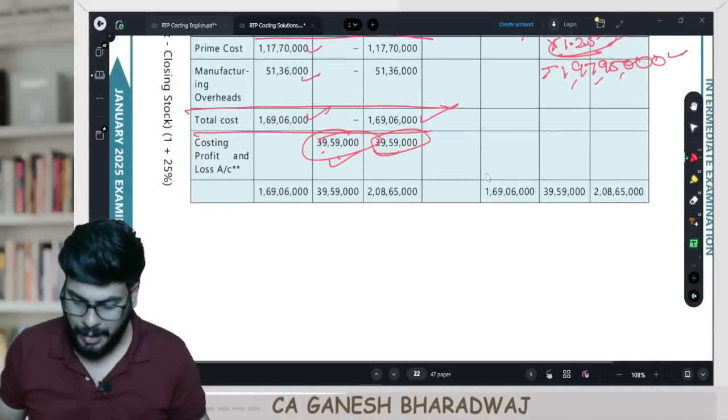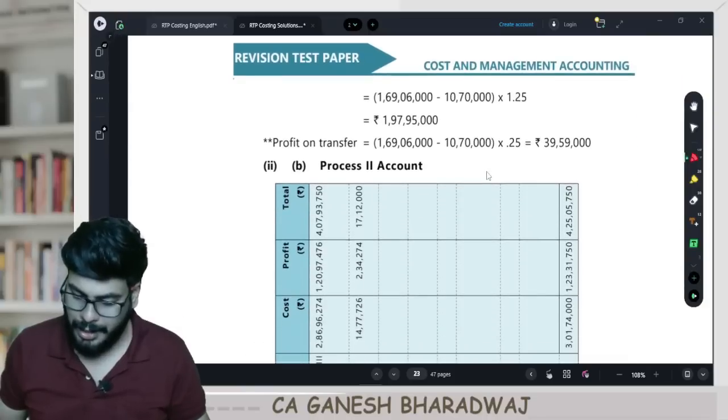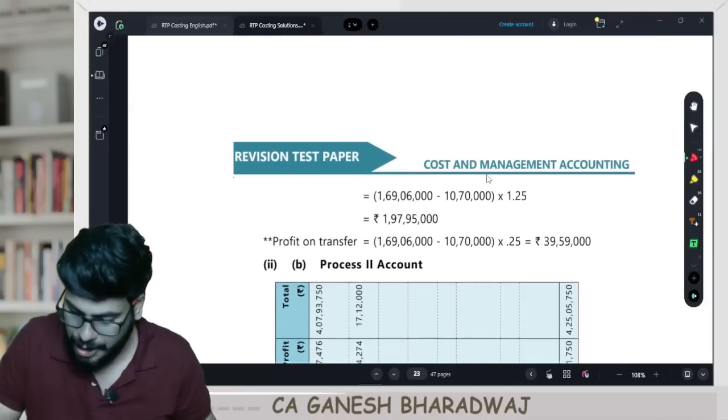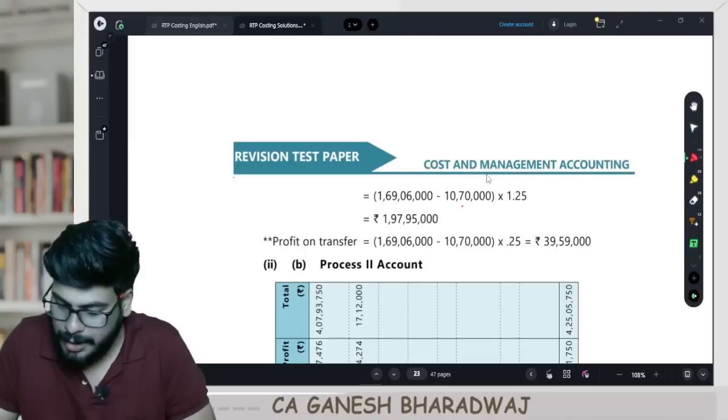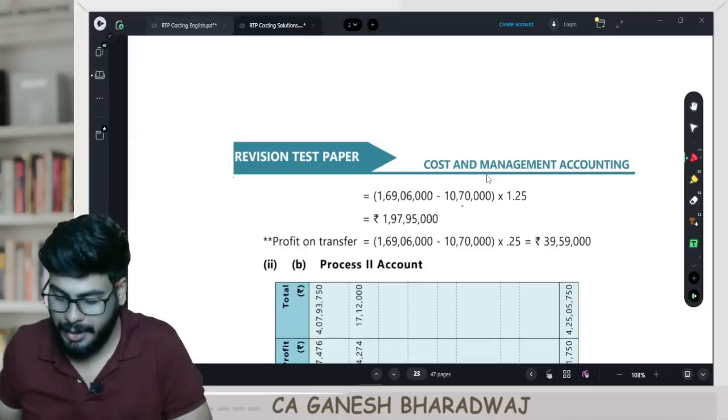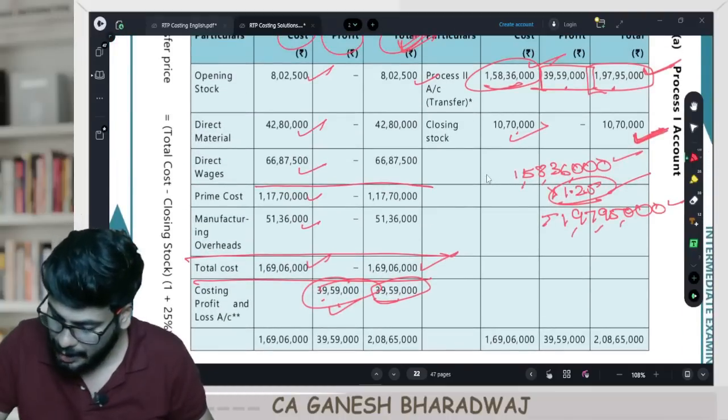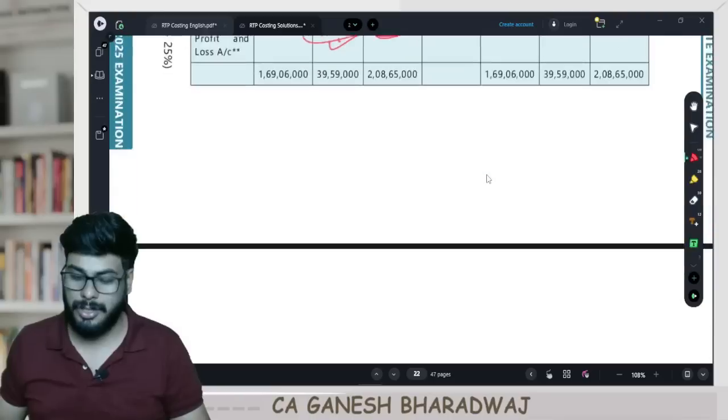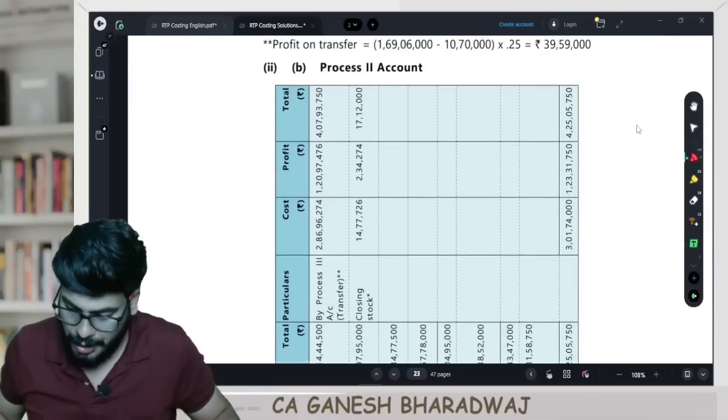Right? Now let's go on to the next one. This is exactly what they have mentioned. Look, the calculation that I did, 169,06,000 minus 10,70,000 into 1.25. That is exactly what they have done here and arrived at the figures. Are you clear with this, guys? Now let's move on to the next one.